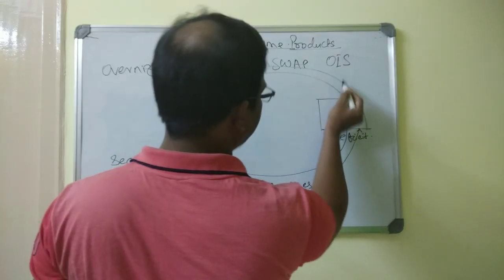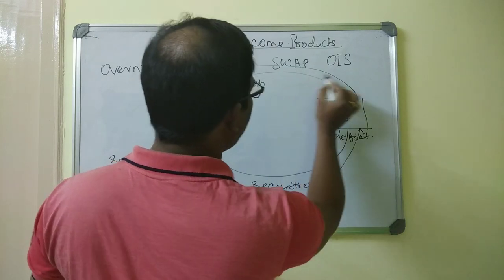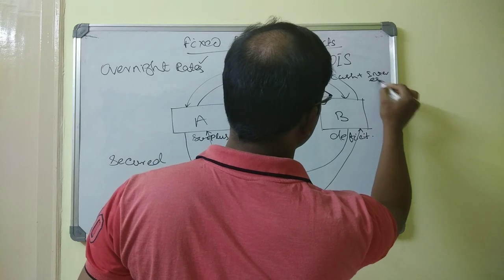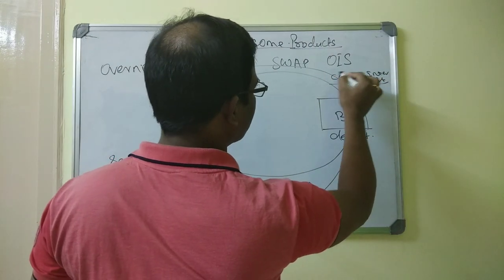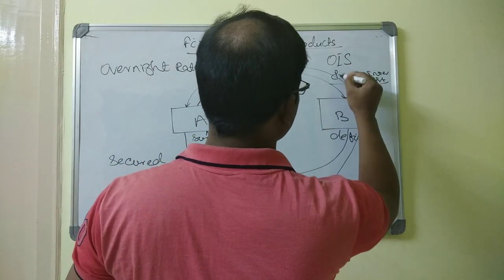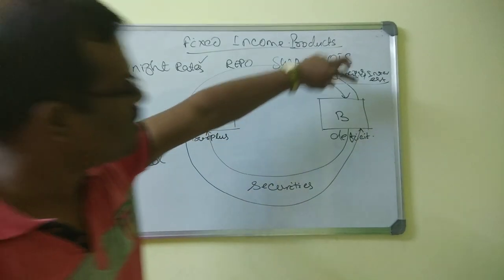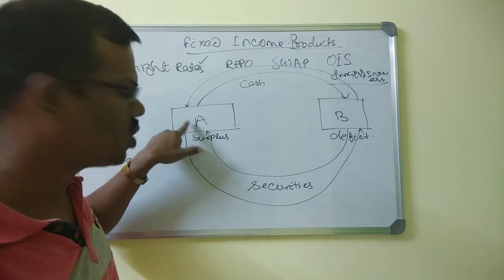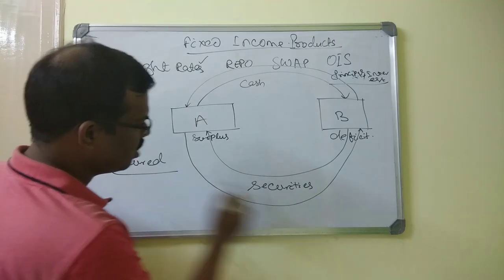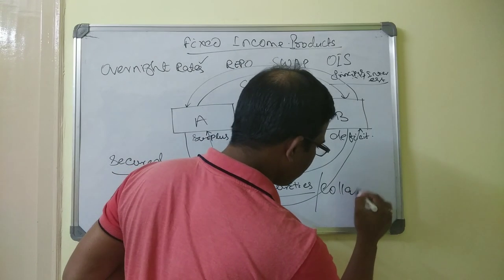So in this second leg, obviously the same securities will come back here, but the cash will be added with the interest. So both will be cash, but I'll say principal plus interest will be coming back to A. This is why it is called a secured transaction, because of the involvement of the securities or the collaterals that are moving. Okay.